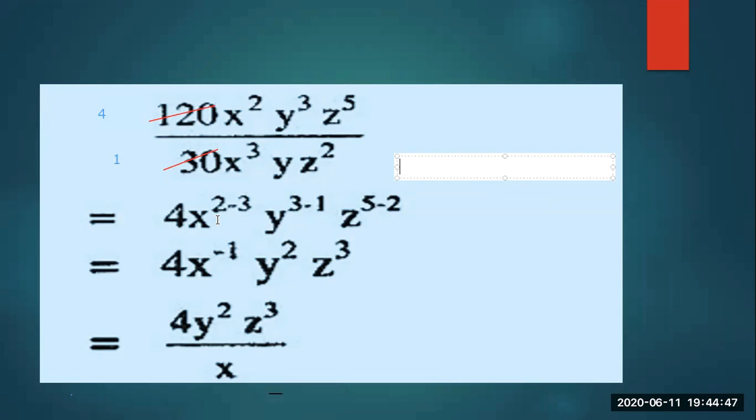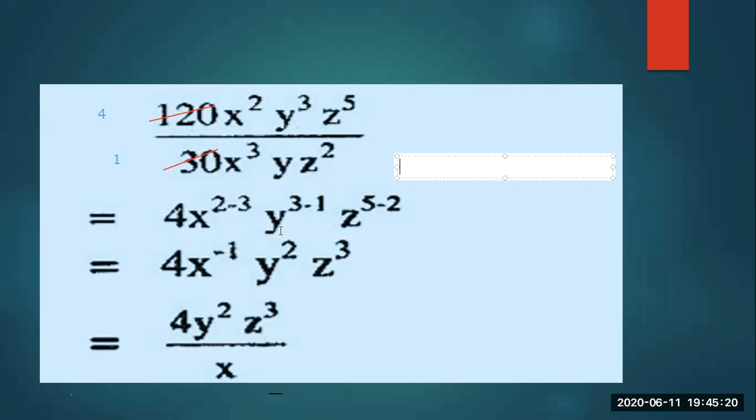Now we have to see the power of the variables. In the numerator, the power of x is 2, so it would be x raised to the power 2. When this x cube goes down to the numerator, the power becomes negative. There is a rule: whenever the power moves across, the sign becomes opposite. So this 3 becomes negative 3, 2 minus 3.